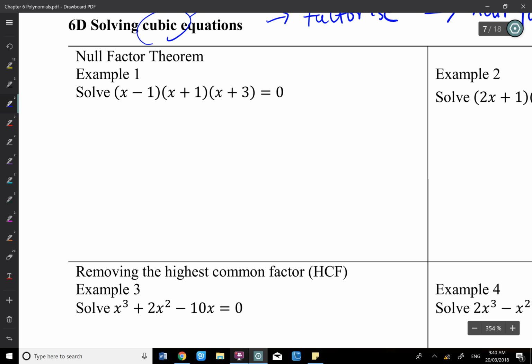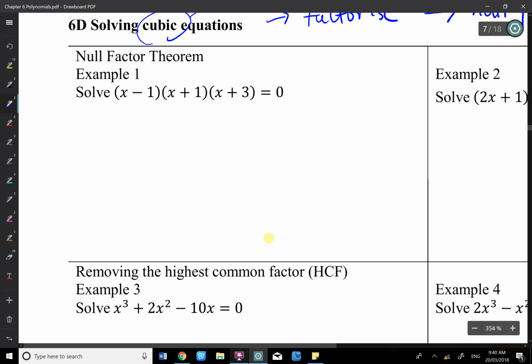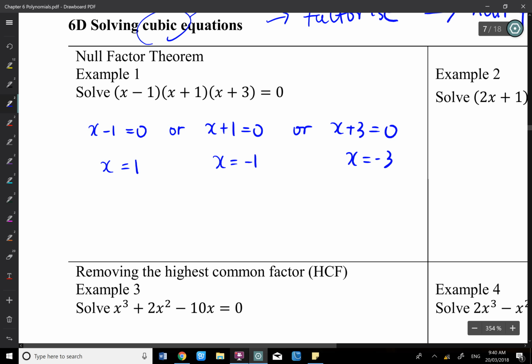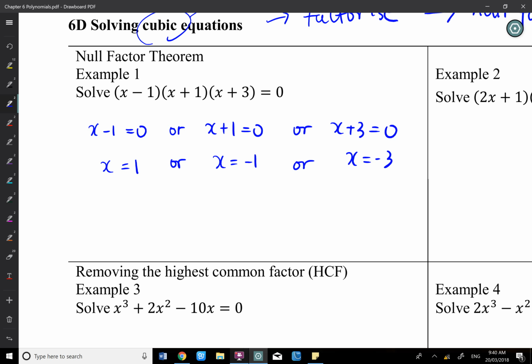So the first example just shows us what we have: x minus 1 equals 0, or x plus 1 equals 0, or x plus 3 equals 0. So x equals 1, x equals -1, or x equals -3. So 3 solutions.